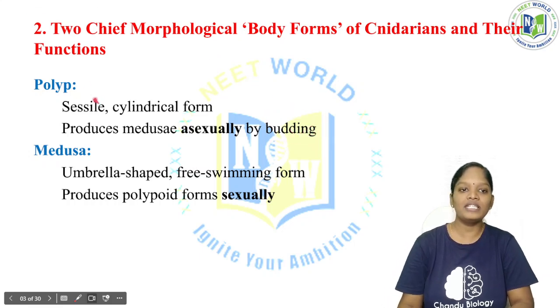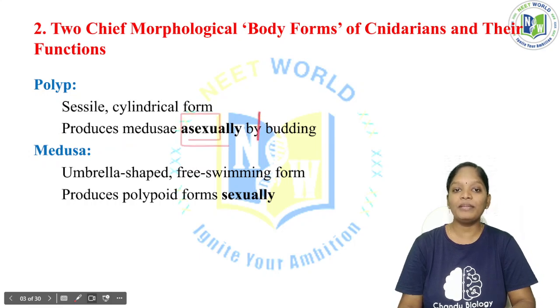These are all important points. Just see here: sessile means sedentary. It is attached to the substratum and can't move from one place to another. And the shape of the polyp is cylindrical, and this polyp is the one producing the medusa, that too by asexual reproduction, specifically budding.